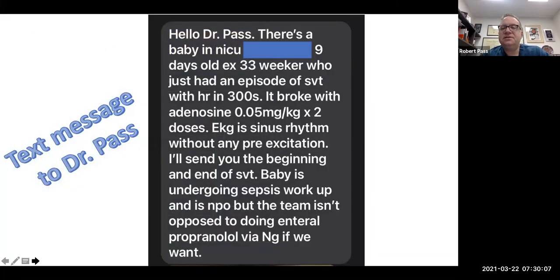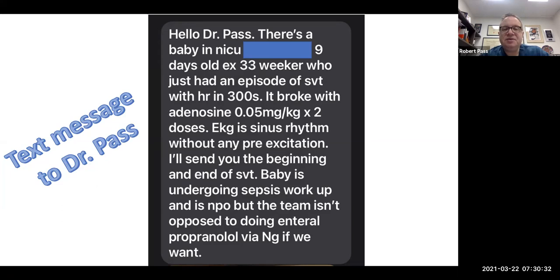Okay, this is a text message that I received from a cardiology fellow. "Hello, Dr. Past. A baby in NICU, 9 days old, former 33-weeker, who just had an episode of SVT with a heart rate in the 300s. It broke with adenosine times 2 doses. EKG is sinus rhythm without pre-excitation. I'll send you the beginning and end of SVT.